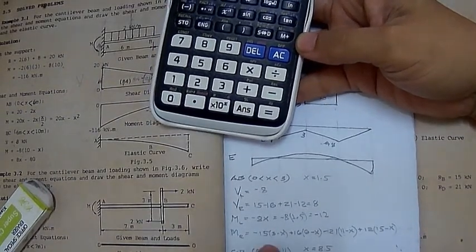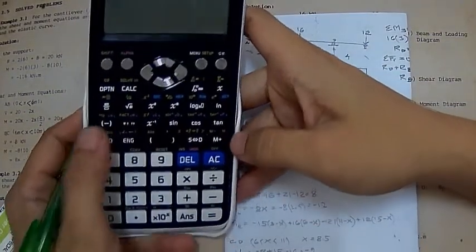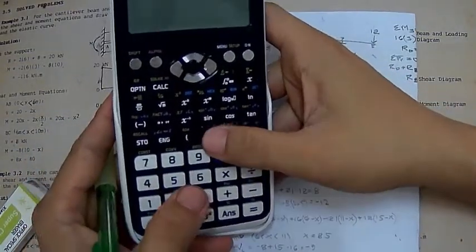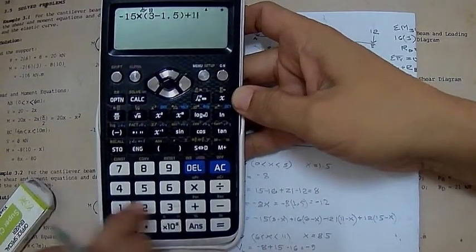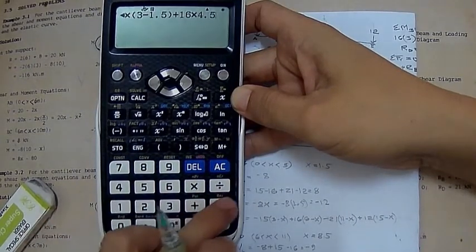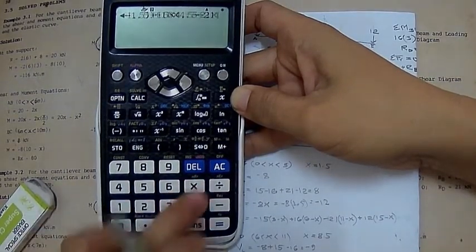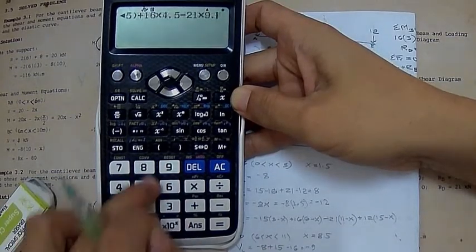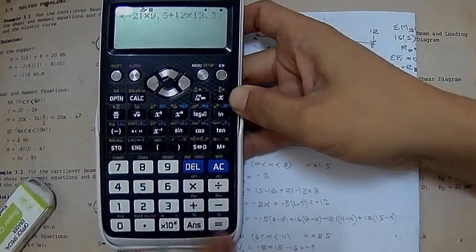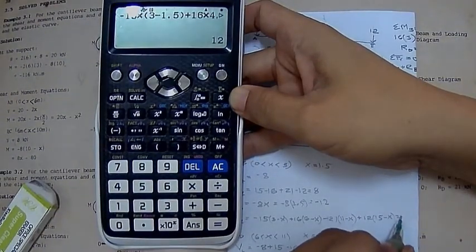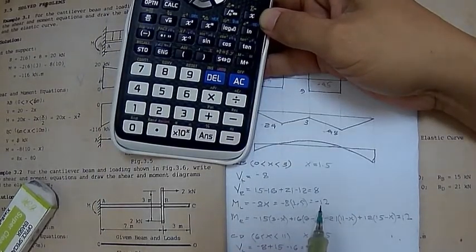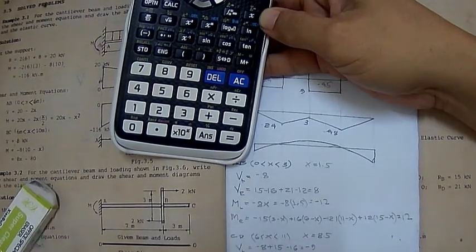Okay, next. Negative 15 times 3 minus 1.5 plus 16 times 4.5 minus 21 times 9.5 plus 12 times 13.5 would give you positive 12. Okay, so take note na nag-cancel out silang dalawa. So ibig sabihin, tama yung moment equation mo.